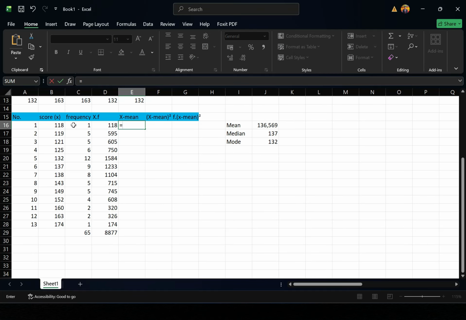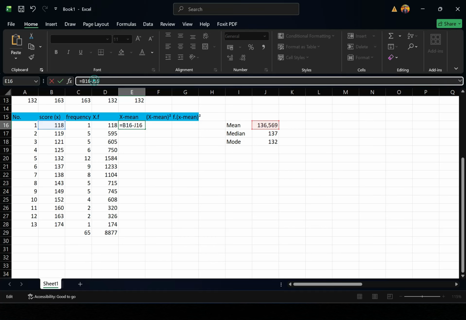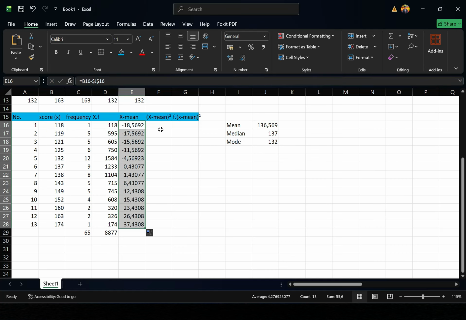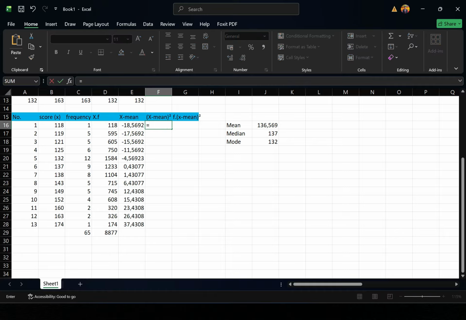Moving on, we will be finding the x minus mean. We can just use the score minus mean, the current mean that we already counted. And don't forget to put the $ sign if you want to drag it down, because then the mean wouldn't be going anywhere. Next, we will be counting x minus mean squared. Just select the square and then minus the mean that we just got.